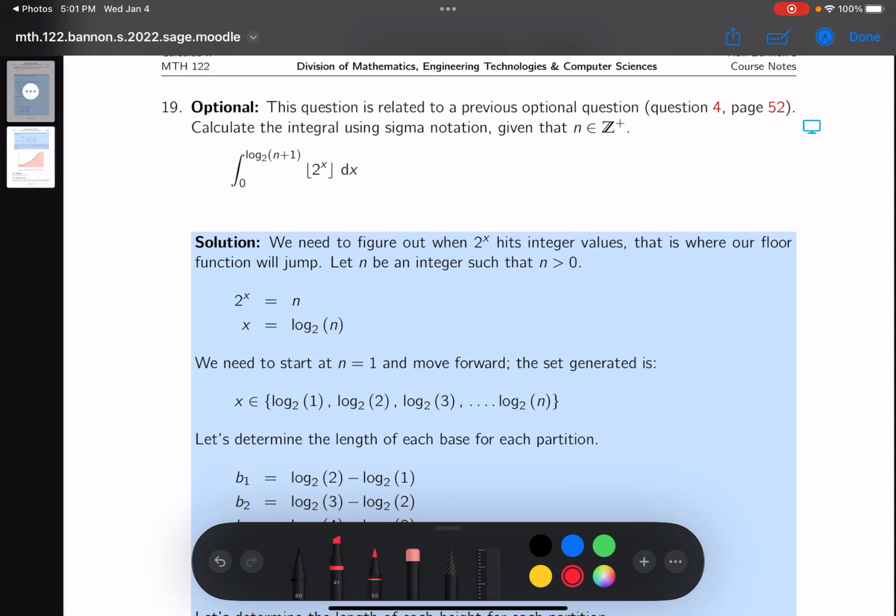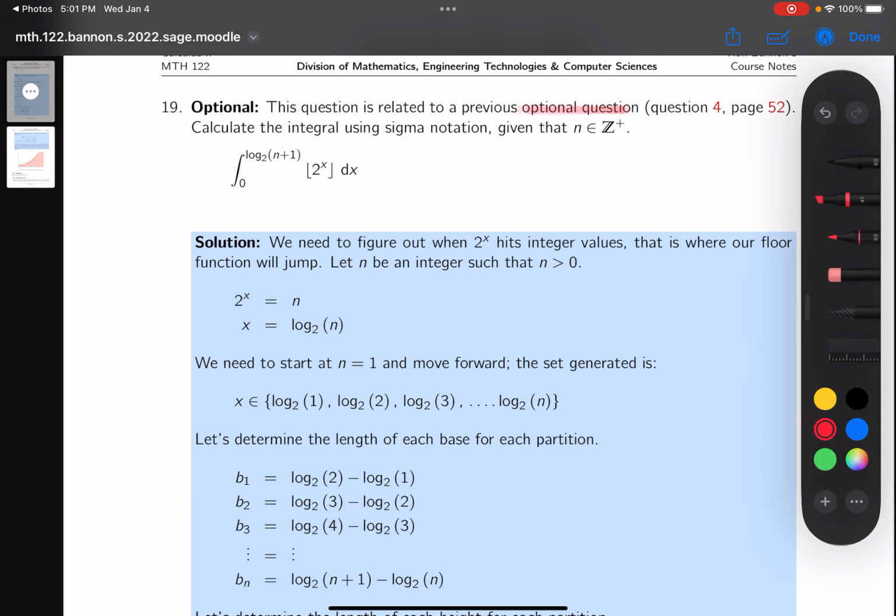Okay, this question is related to a previous optional question. Certainly we're hoping you're looking at those, and if you can do them, that's great news. You can look back at this, you also just click on the link, and you get right back to that question on page 52, question number 4.